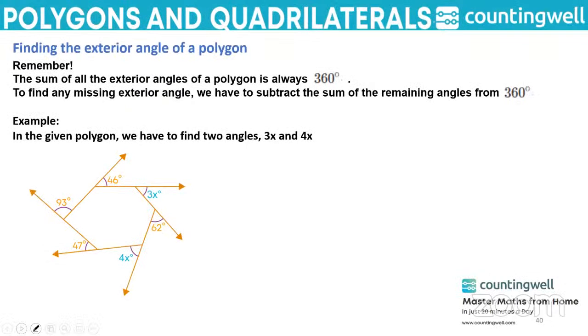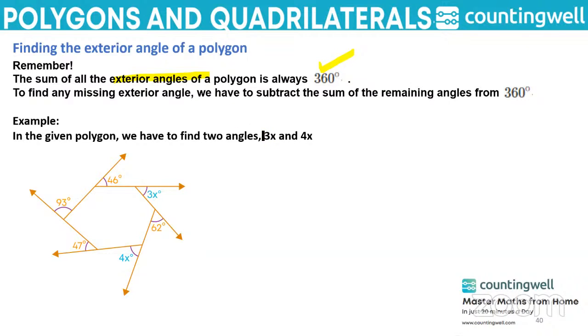Finding the exterior angle of a polygon. Always remember the sum of all the exterior angles of a polygon is 360 degrees. And if you want to find any missing exterior angle, then you have to subtract the sum of the remaining angles from 360. So here you can see the exterior angles have measures 93 degrees, 46 degrees, 3x degrees, 62 degrees, 4x degrees, and 47 degrees.